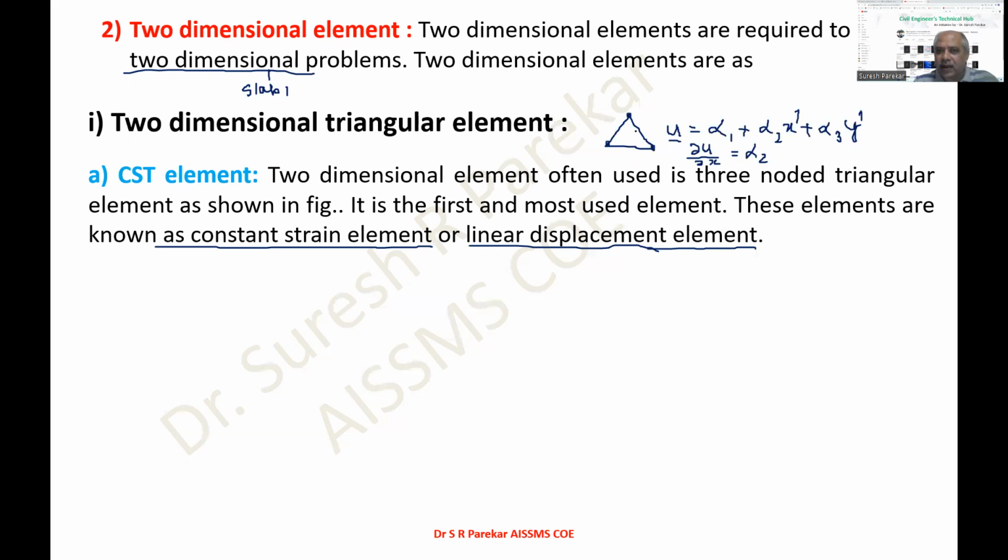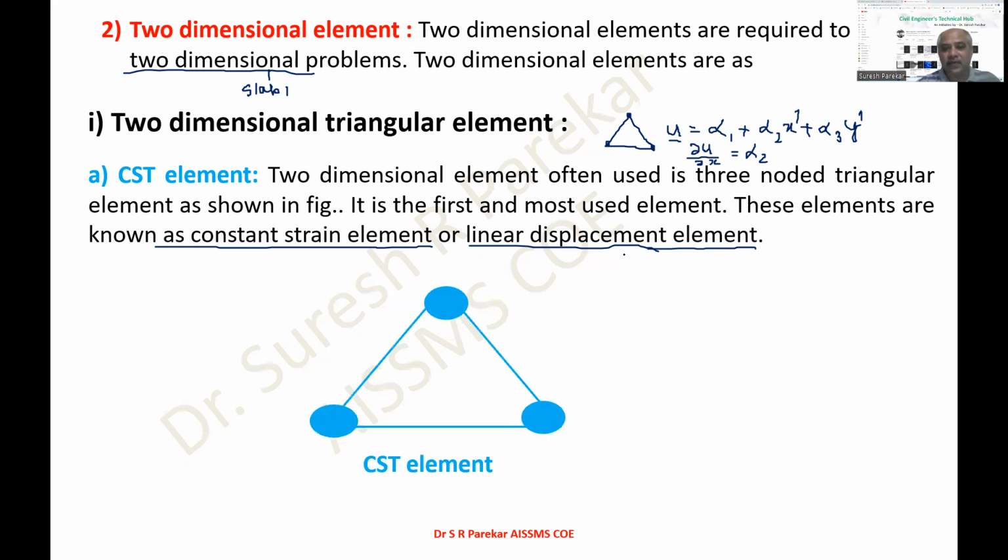Likewise, when we go to Pascal's triangle, I will explain why we call these elements linear displacement or constant strain triangle. This will be the CST element. We have three primary nodes only, and no secondary nodes in the CST element.